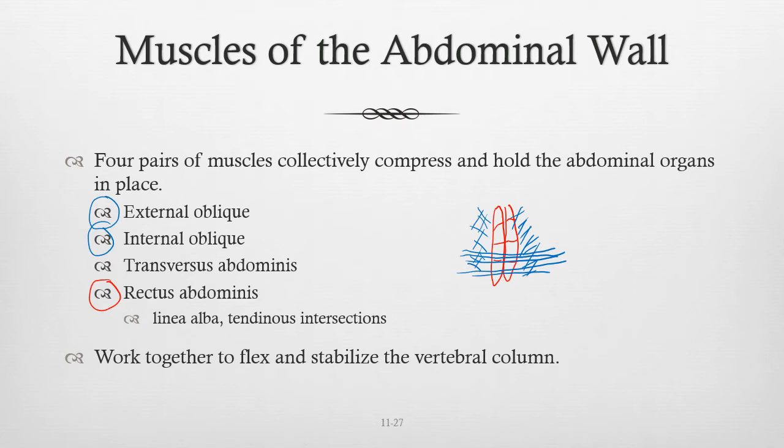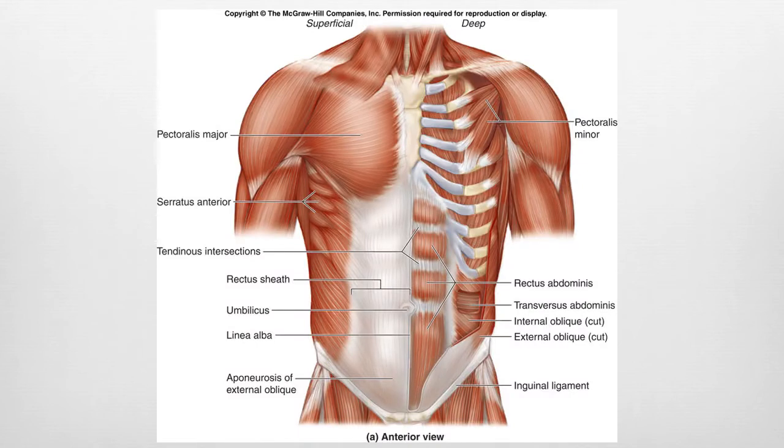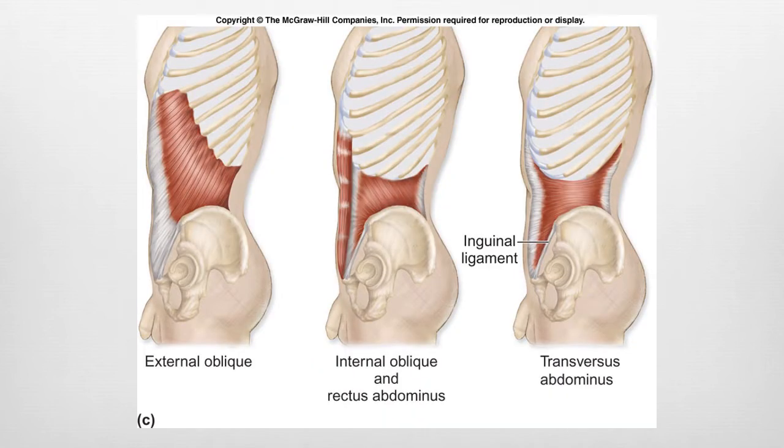That linea alba is essentially the connection between the two rectus muscles right down the center. And so that's what allows for that connection between the two sides of the abdominal muscle. The linea alba runs right down in here as far as the abdomen is concerned. And that linea alba is important because this is where umbilical hernias can often begin in that particular area.